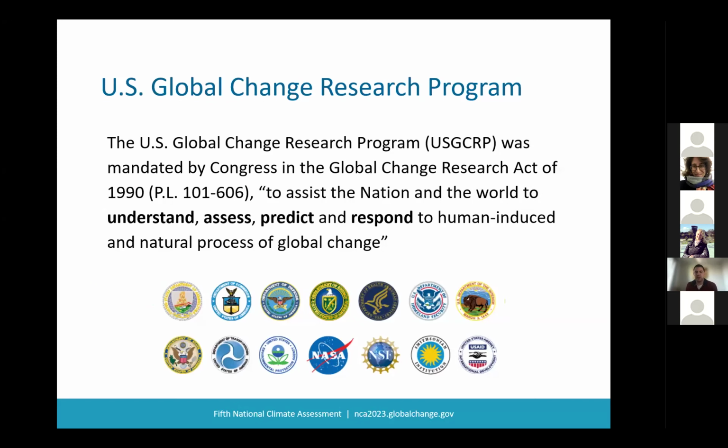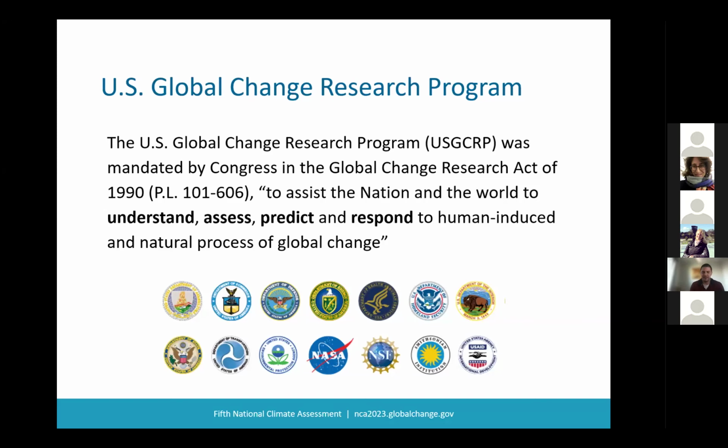The U.S. Global Change Research Program was mandated by Congress in the Global Change Research Act of 1990 to assist the nation and the world to understand, assess, predict, and respond to human-induced and natural processes of global change. The program convenes 15 agencies to advance climate and global change science and to provide useful and usable information to decision makers. You may note that there are only 14 logos there, and I said 15. That's because the Department of Housing and Urban Development just recently joined USGCRP, and so we haven't updated all the logos yet, but it is now 15.